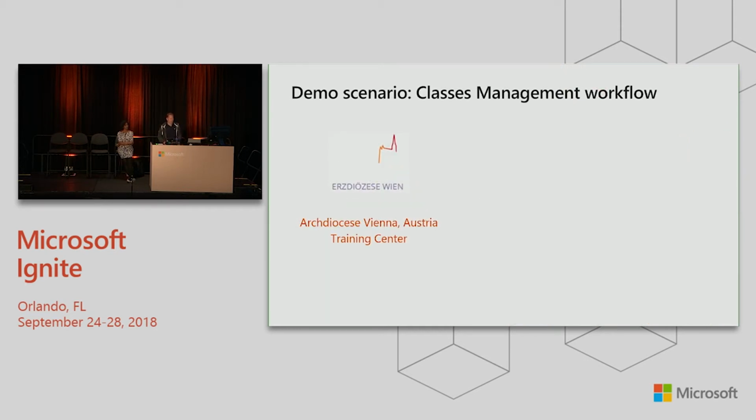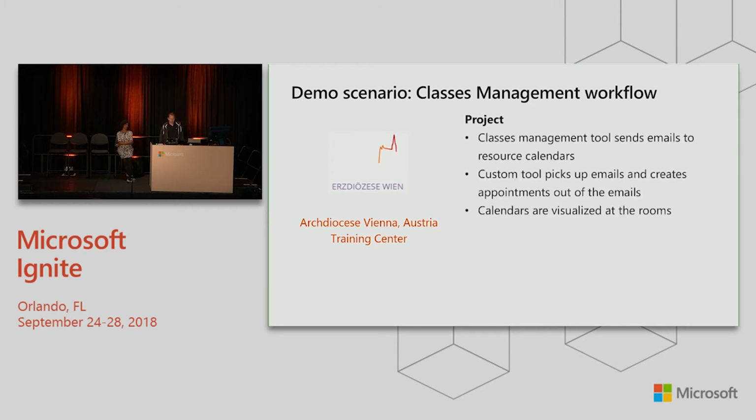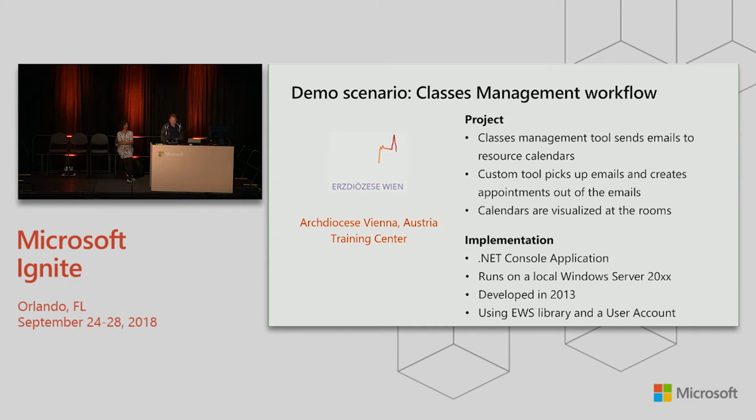So we have one of our customers located in Vienna in Austria. It's the Archdiocese. They have a tool that's called a class management system. And the project was: we have a system that sends data via email, which class is booked on which date. They send it as an email to the resource mailbox of that room, and then they wanted to visualize that. And we did a very small application. It was back in 2013, so 5 years ago. At that time, we used Exchange Web Services for that functionality.